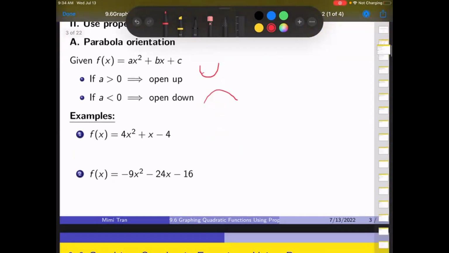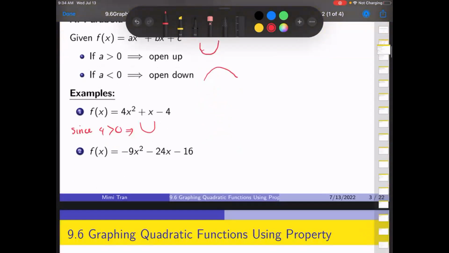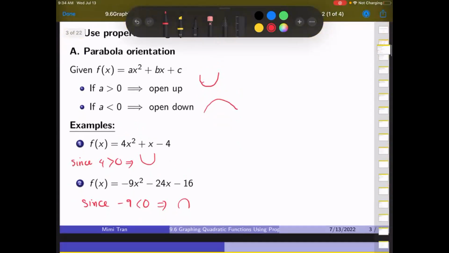So for example, this one opens up, this one opens down, this one opens up, and this one too. That's it. That's the first property.